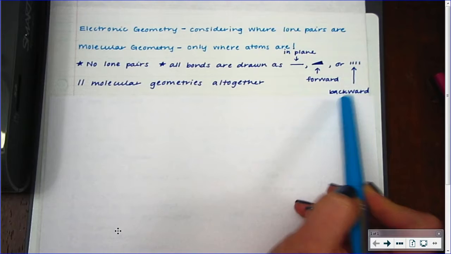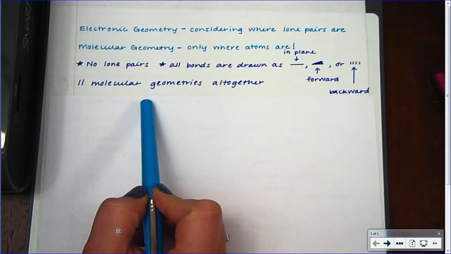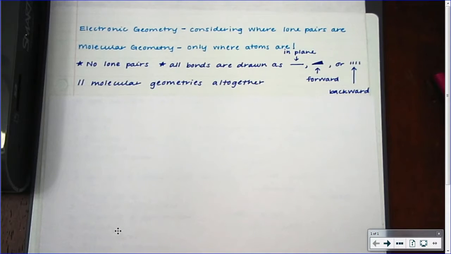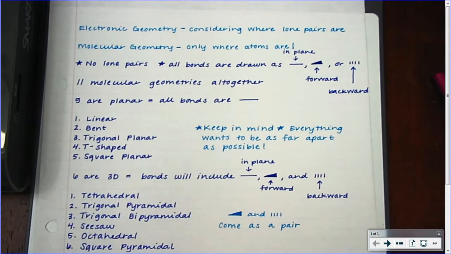There are 11 molecular geometries altogether. And when we talk about electronic geometries, there are only 5. And I'll show you a tool that I use in my classroom, as I mentioned before, where you can easily depict which one you want to use for your structure that's given. Here are the rest of the notes.